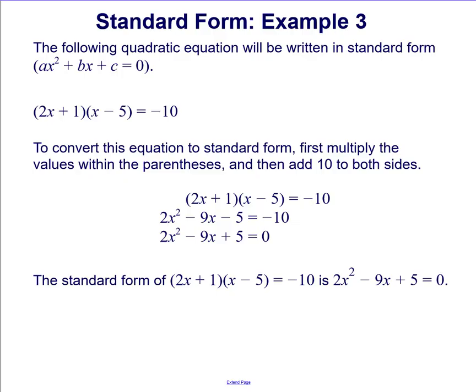So in conclusion, the standard form of 2x plus 1 times the binomial x minus 5 equal to negative 10 is going to be 2x squared minus 9x plus 5 equal to 0.